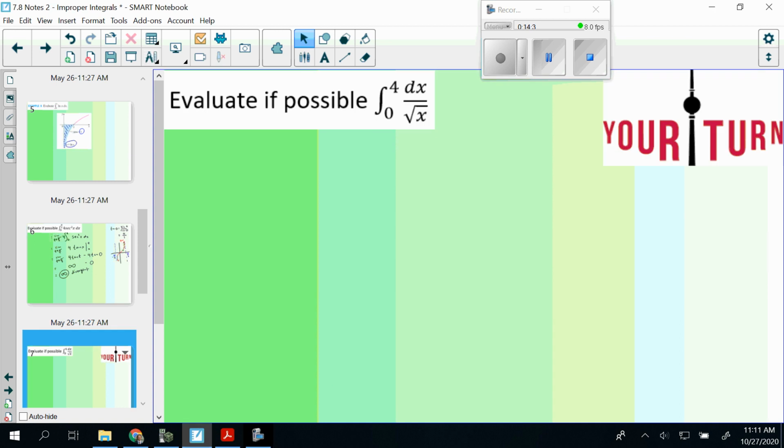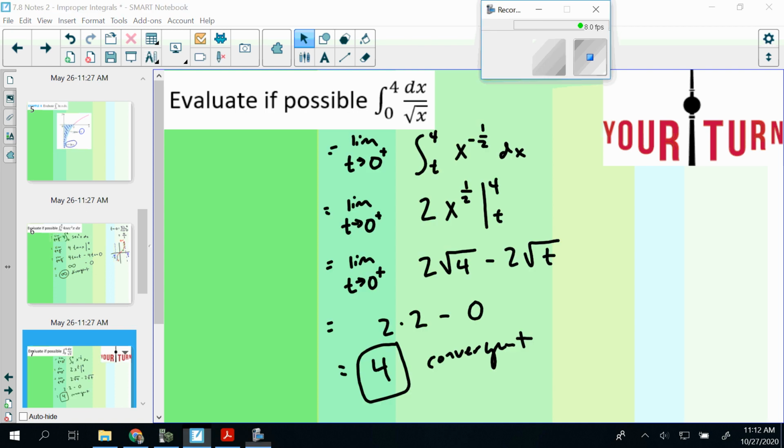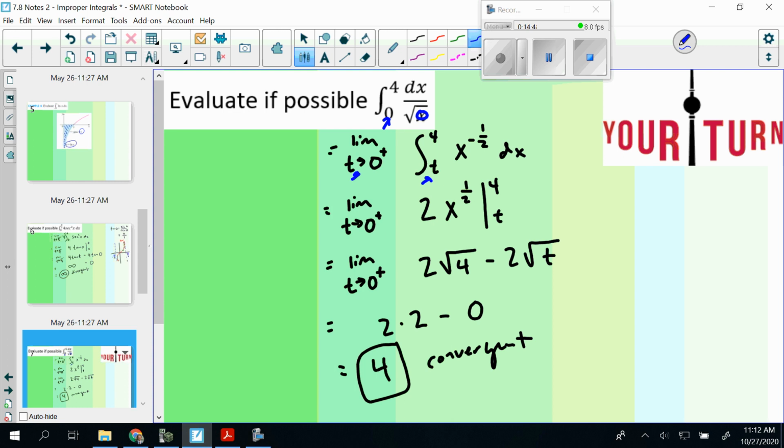All right, why don't you pause it and try this next one, see if you can solve this one on your own. All right, let's see how you did here. On this one, the bad point is 0, so you want to replace that limit with t and then have t going to 0. It'd be from the positive side if you're traveling from 4 to 0. I also rewrote this function as x to the negative 1/2.